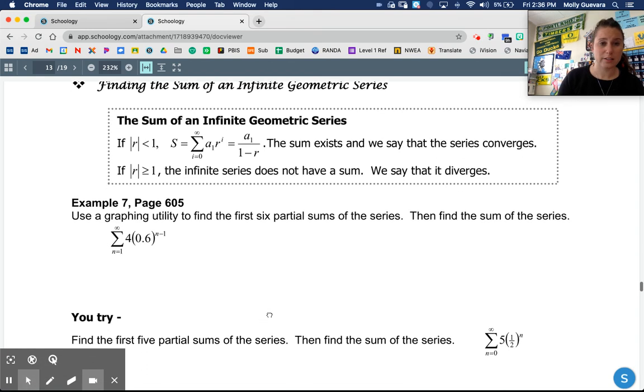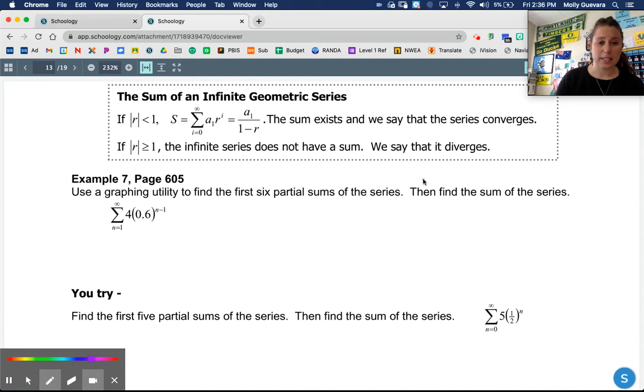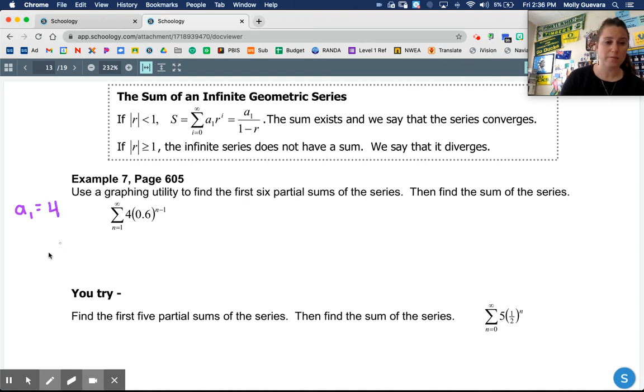Okay, so I'm going to scroll down here a little bit more. There we go. So let's look at this. We're not going to use our graphing calculator. We're just going to find the first 6 partial sums. So again, things I need to know. I need to know my first term. Well, if I plug in 1 minus 1 is 0. 0.6 to the 0 is 1, and 1 times 4 is 4. So my first term is 4, and my R is 0.6. And I want to find the first 6 partial sums. So the sum of the first 6 is going to be my first term times 1 minus my ratio to the 6th power, all over 1 minus 0.6.